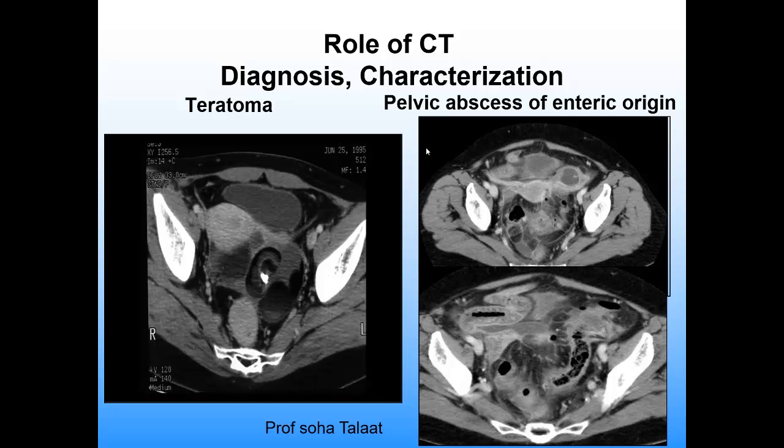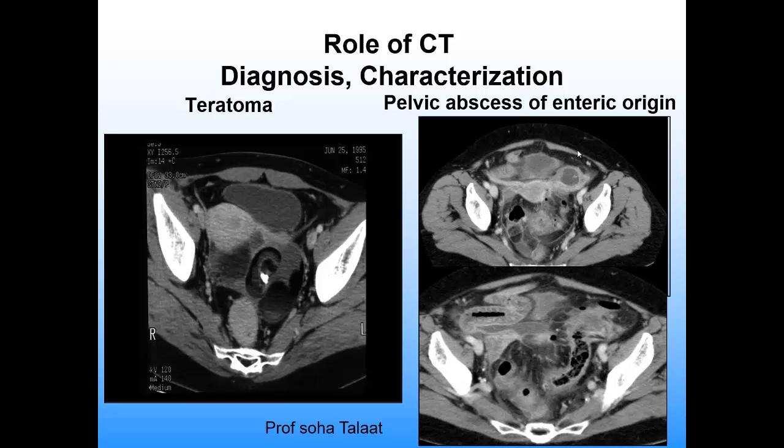Another entity important to diagnose by CT, and usually encountered in the emergency department, is a case coming with acute pelvic pain, where we have done ultrasound and suspect a pelvic abscess of enteric origin. This is the lesion, and this is the surrounding stranding of fat, and then we found the cause. The patient has diverticular disease of the colon, and this is a peridiverticular abscess.